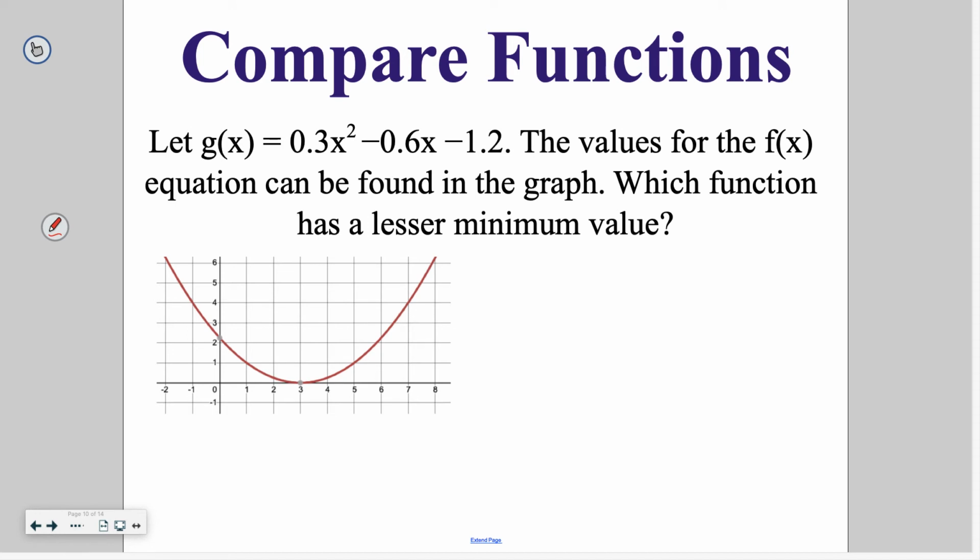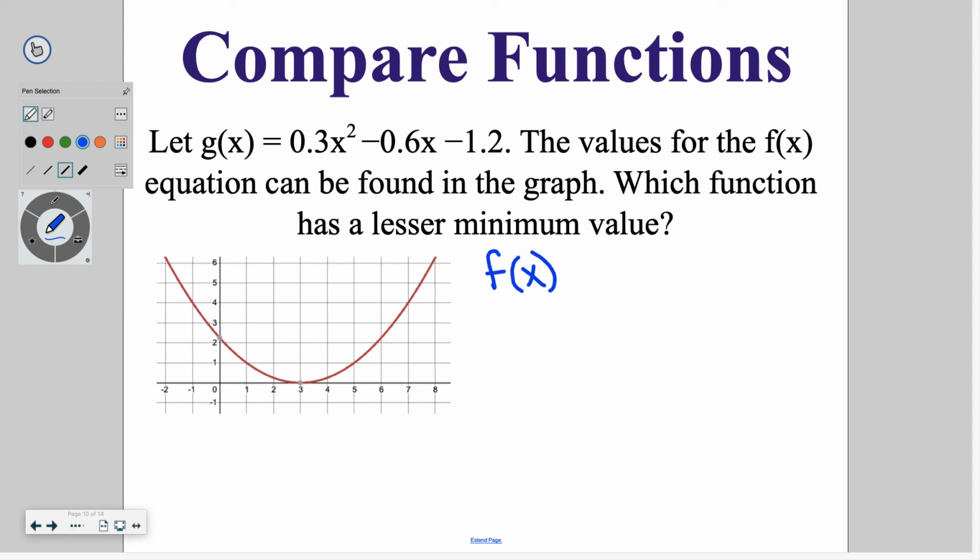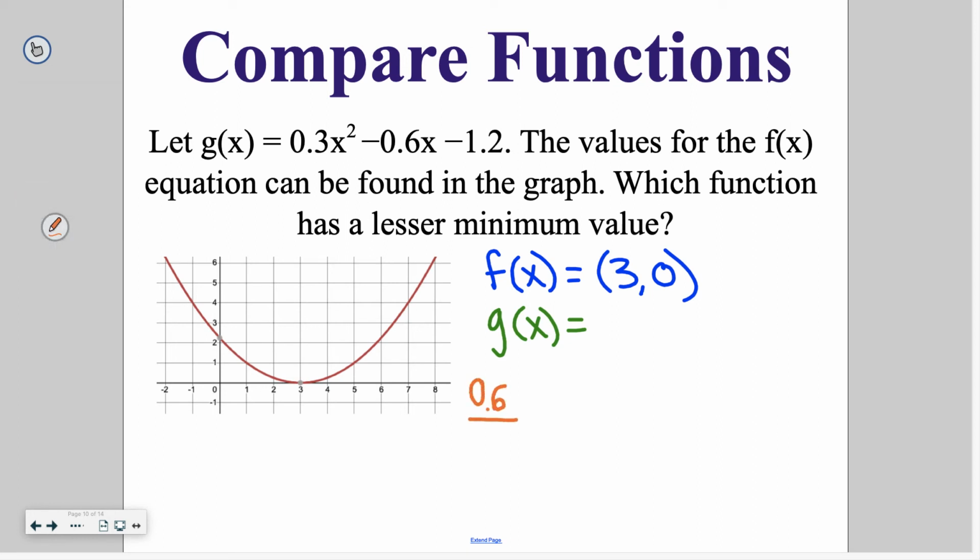Same process. Now I'm looking for a minimum, so I can go straight to my graph for f of x and pick out that low point. I'm going to say f of x has a minimum at (3, 0). You're going to use the same process to find your g of x. First you've got to find the x by doing negative b. So the opposite of negative 6 is going to be positive 0.6, and then times 2 times that a value, which is 0.3. 0.6 over 0.6 is 1.